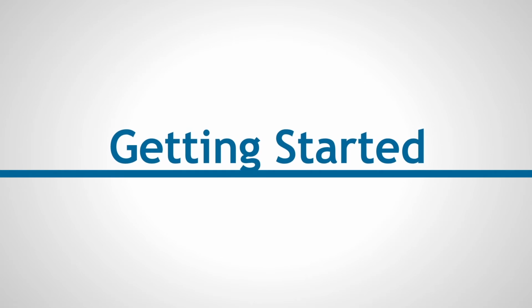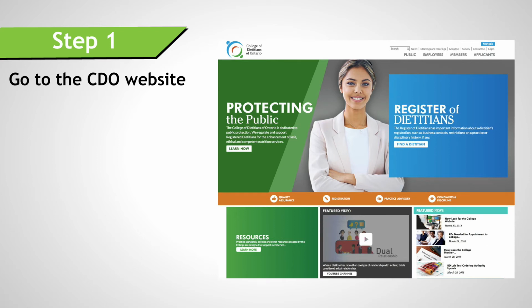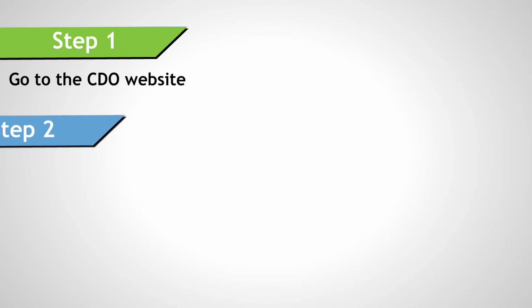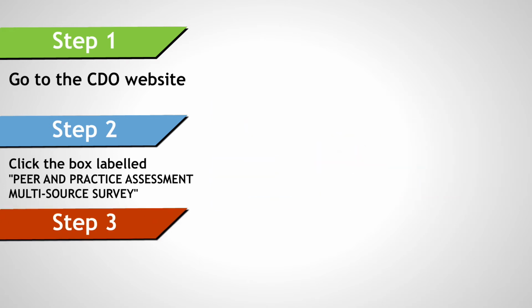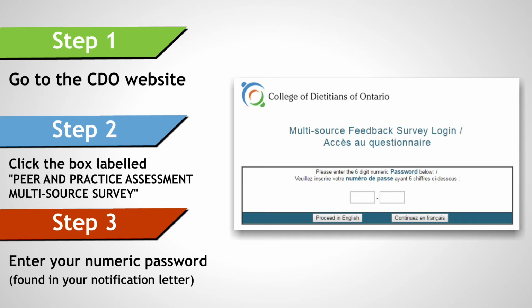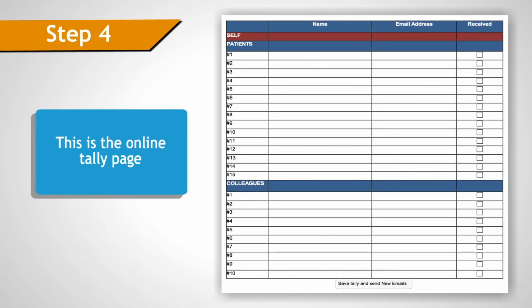Now that you know the contents of the Peer and Practice Assessment package, you can move on to getting started. Step 1. Go to the college's website. Step 2. Click on the box labeled Peer and Practice Assessment Multi-Source Survey. Step 3. Enter your numeric password, which can be found in your notification letter. Then complete the self-survey. And Step 4. Complete the online tally page.